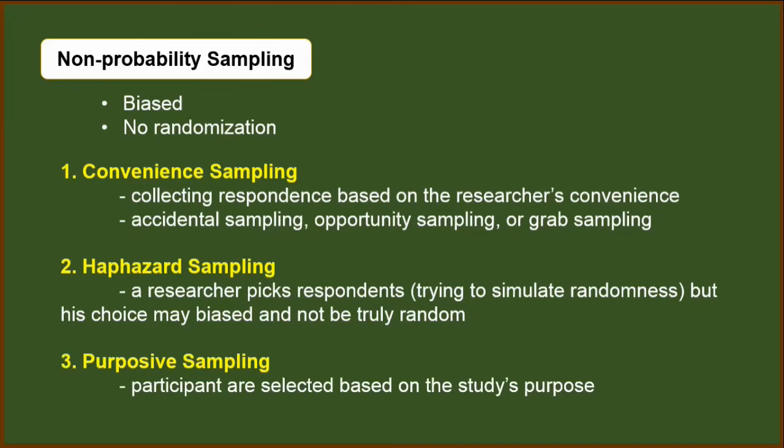Purposive sampling, it involves only the participants who match the purpose of the study. A good example of this is the one that I've mentioned earlier. If a doctor wants to study the effectiveness of a certain drug against SARS-CoV-2, the doctor will only choose purposefully those patients who are suffering from COVID-19.